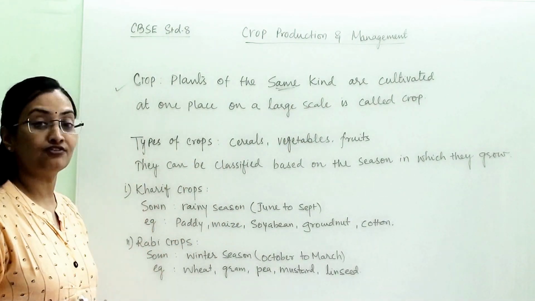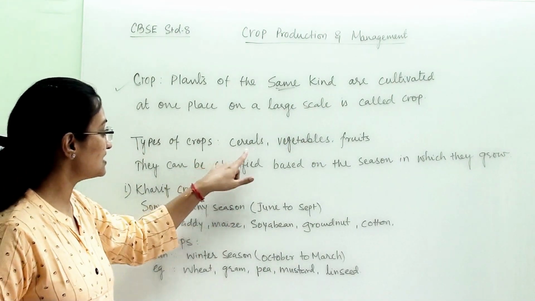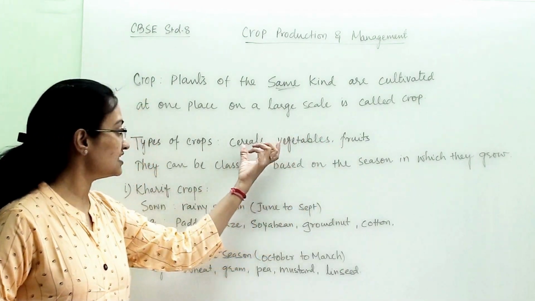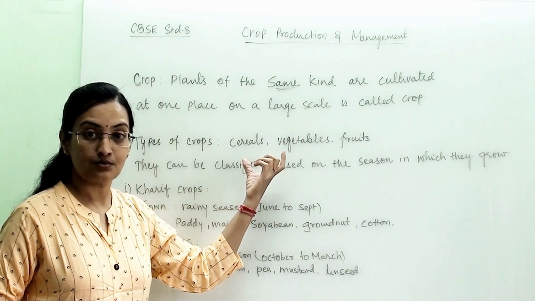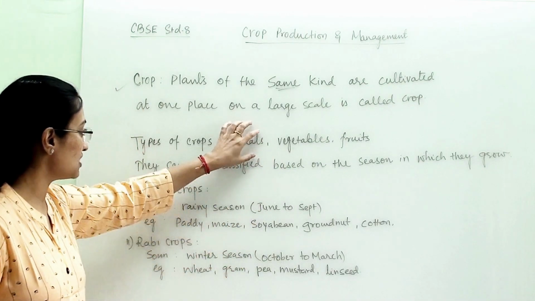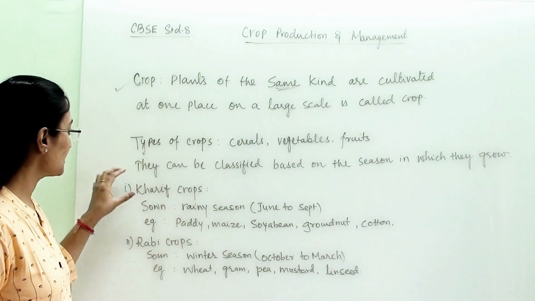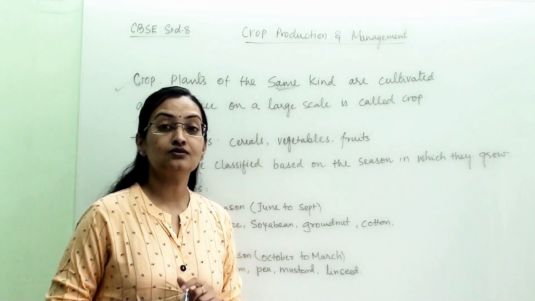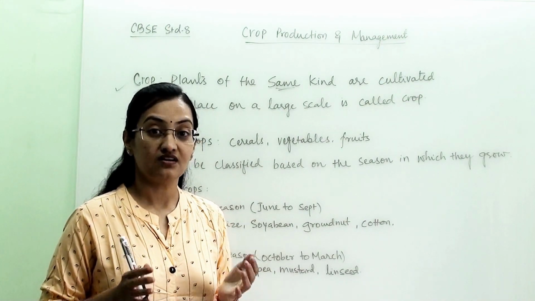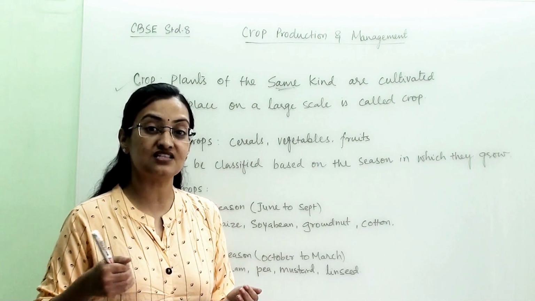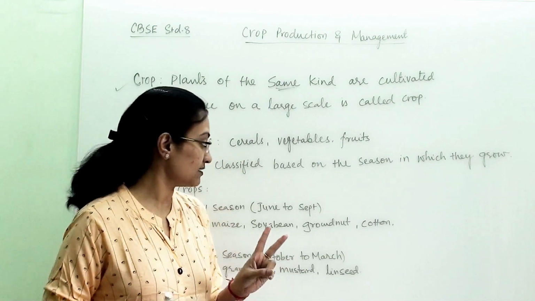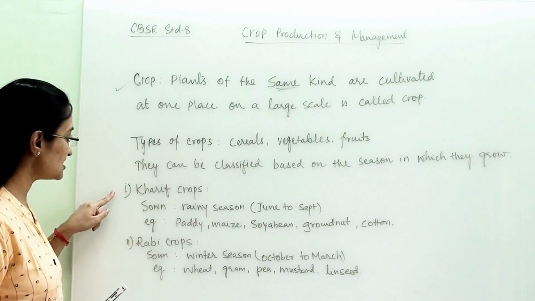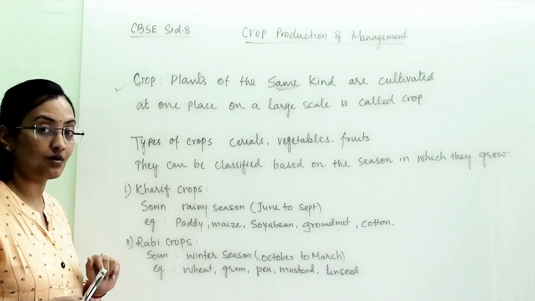Now there are different types of crops: cereals, vegetables and fruits. Cereals include wheat, rice, maize, groundnut. Now, according to the season in which farmers sow their crops, we classify them into two categories. First is Kharif crops and second is Rabi crops.